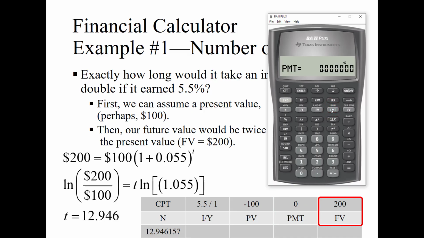Our future value is going to be $200, or in this case, twice as much as we had before. So I'm going to type in 200 and then hit FV. And now we have all of our inputs, so I can simply solve for N. So I'm going to hit CPT and N.